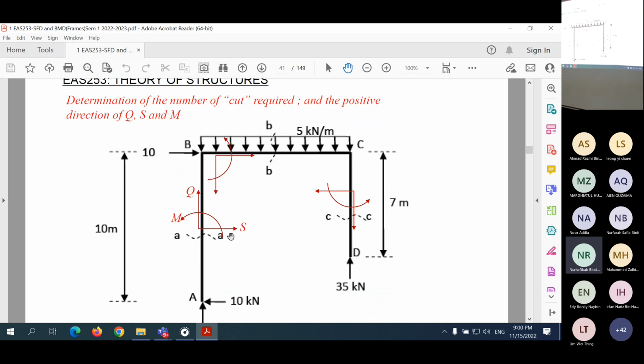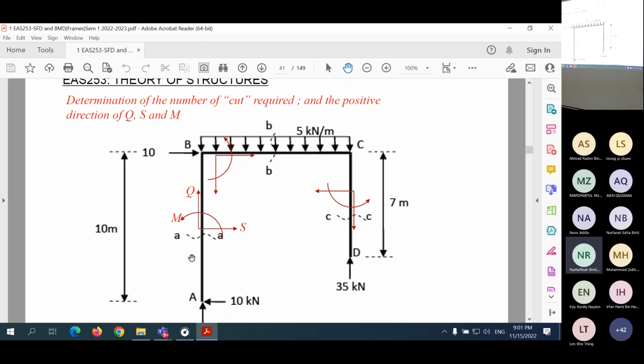So here, class, I show you after you cut, then if you draw the free body diagram in order to get the axial force, we use the symbol Q. Shear force, we use the symbol S. Sometimes we can use V. Then bending moment, we use the symbol M. So these shown here are the positive directions of the shear force, axial force, and bending moment.